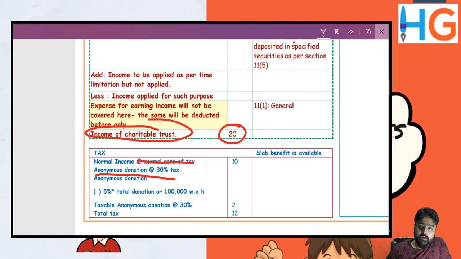Anonymous donations are the donations which I am receiving, but I don't know the donor. I may be knowing the donor, but I have not recorded the name of the donor. Those are anonymous donations. So anonymous donations received by me will be taxable at flat 30%. Okay.